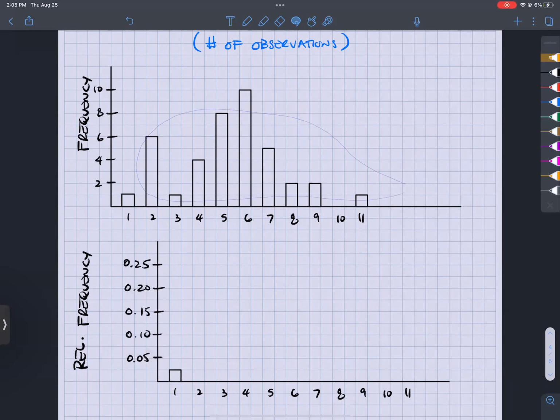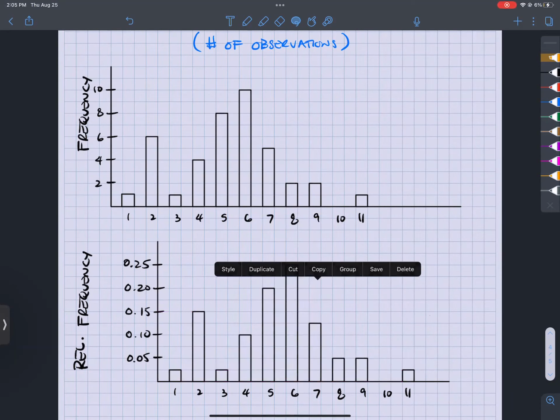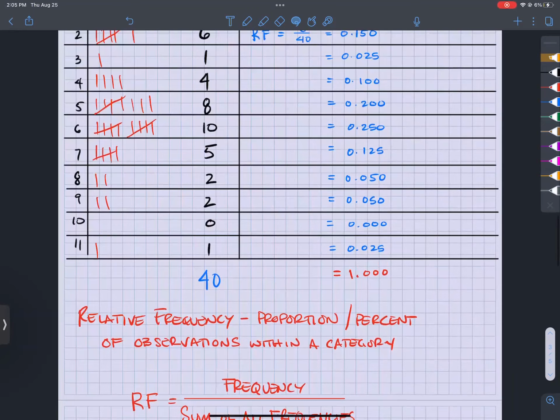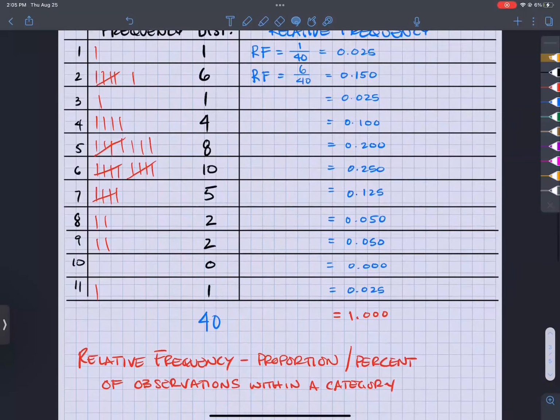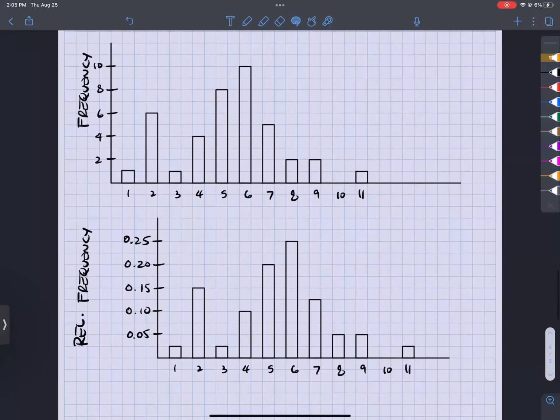Did I get lucky? I did not. Oh, I did. I did get lucky. I got very lucky. Do you guys see what just happened? They just happened to be the same.